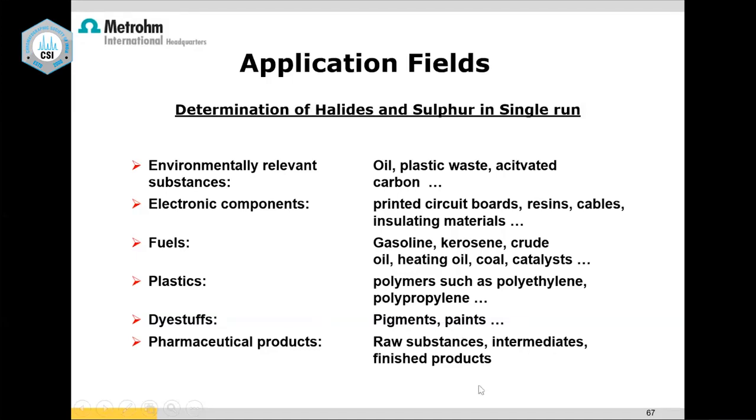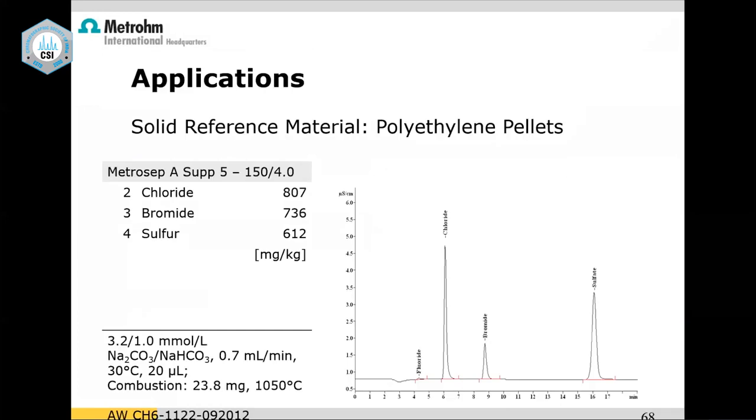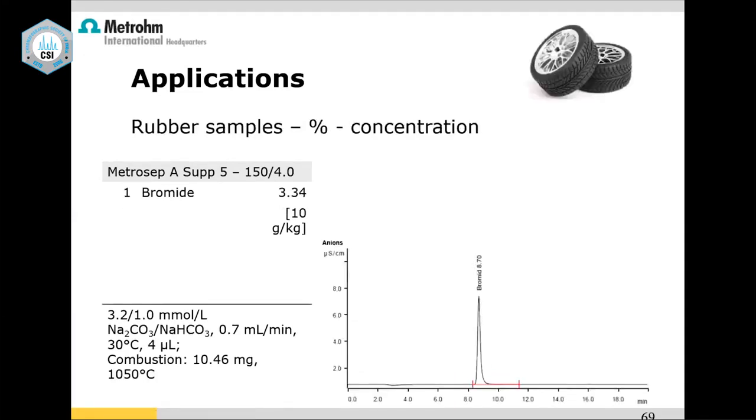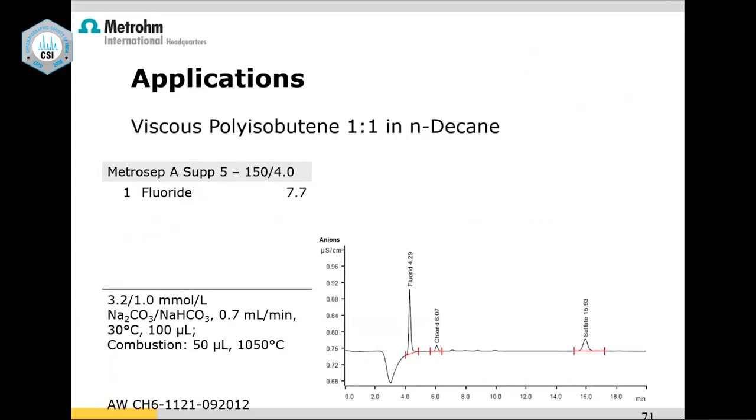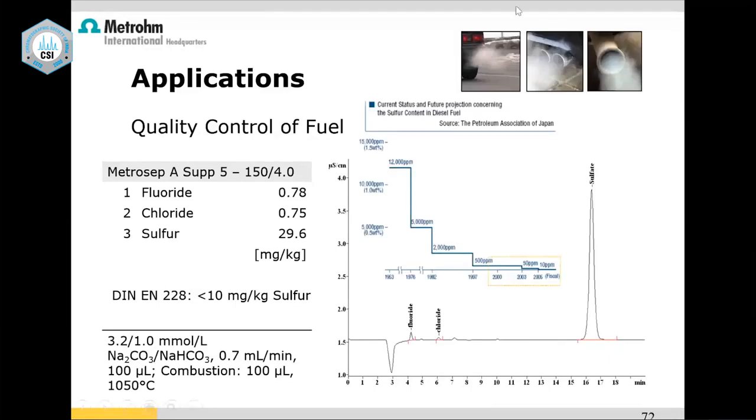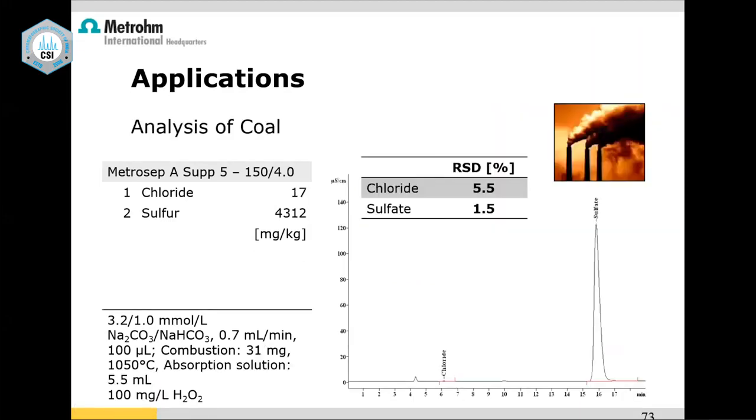Similarly, pharmaceutical products, raw substances, solvents, intermediates can be checked by this combustion IC system. Some examples I can show you. This is polyethylene pellets, some polymers, as I said, then rubber samples, where they wanted to do bromide, then cyclohexane, some solvents, then viscous polyisobutene, then quality control of fuel. Just see, at one point we were at 15,000 ppm, and now we have come down to 10 ppm. So much is the regulation being followed. Then there is analysis of coal, which is also one of the applications in power plants.